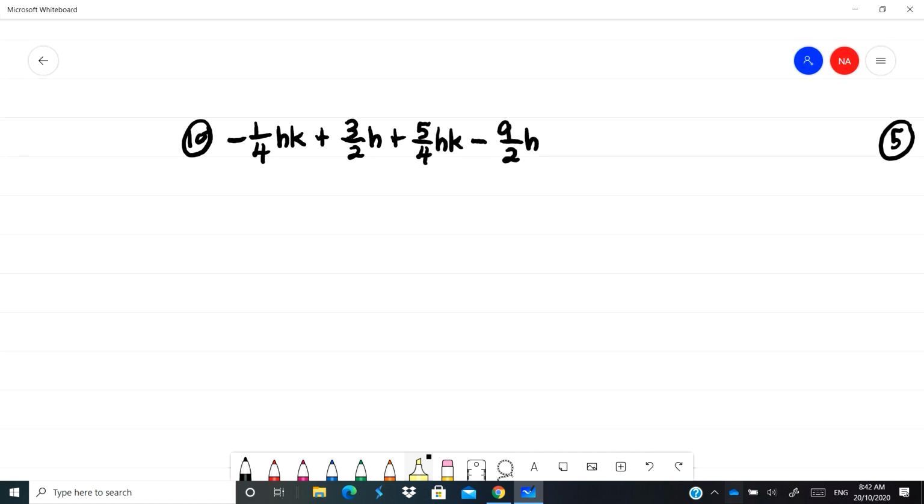Alright, so let's look at number 10. We have this. Alright, so firstly, cari yang like term. So we'll have this hk together with this hk. Alright, so that one is like term. So next one is that we have to find those like terms. Alright, in this case, plus 3 over 2h minus 9 over 2h. Alright, so I'll just write, okay. I'll just put negative 1 over 4. I'll just rewrite first. Negative 1 over 4 hk.